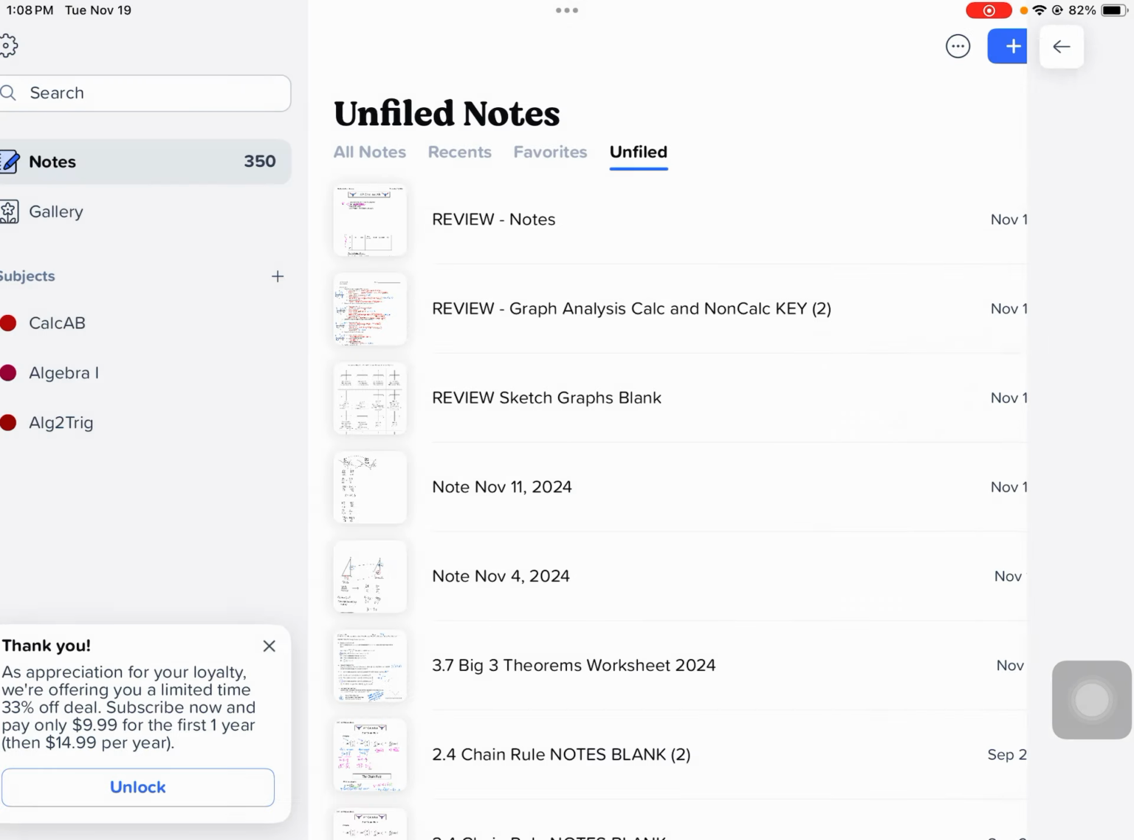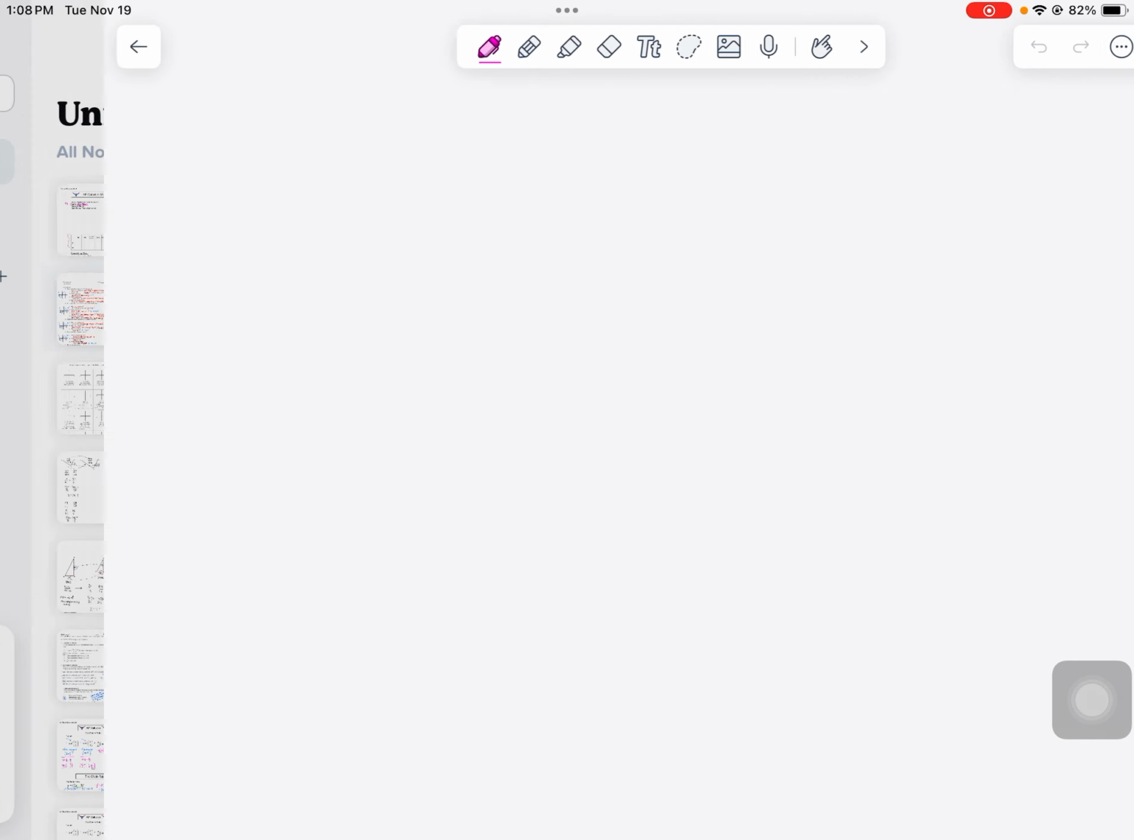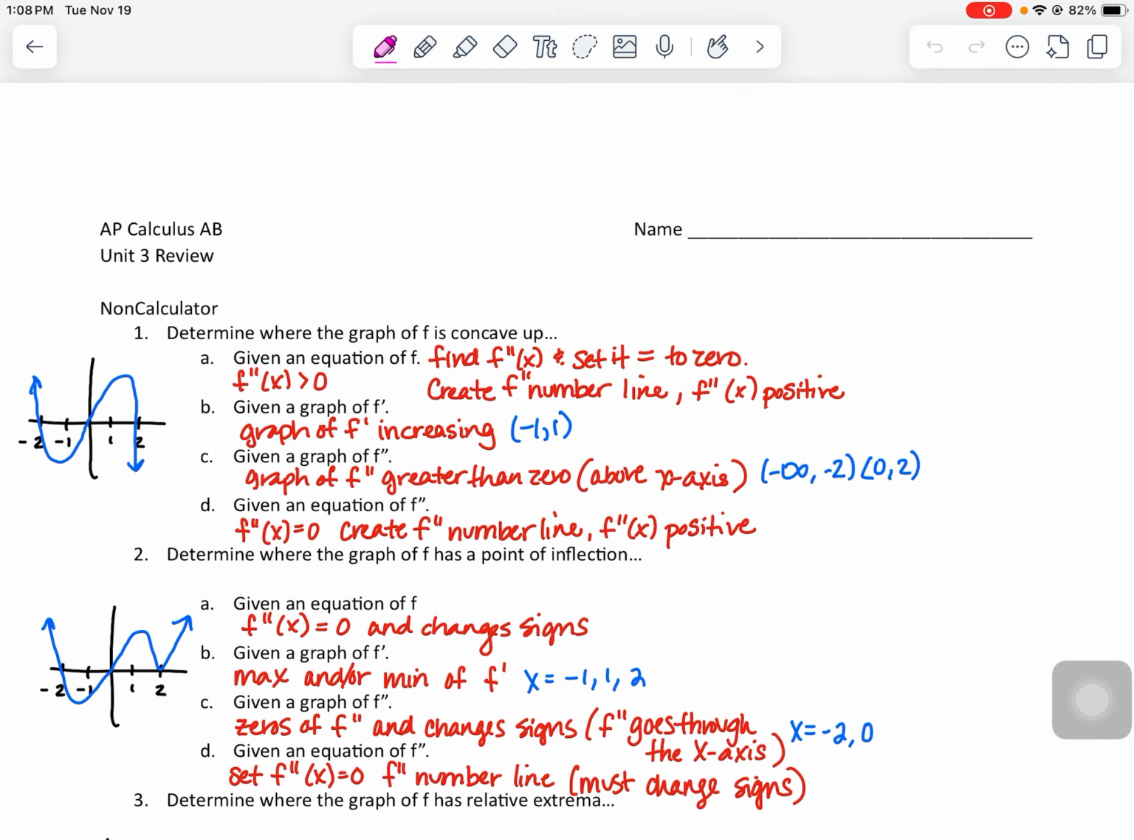Okay. Then I also want you to look at one of the worksheets you should get. It looks like this, and it's something I typed up just to get your brain thinking, but I don't think the directions are very clear. So what this says is to get you to think before you do a problem, such as determine where the graph of f is concave up. So if that's the question, you need to look at what you're given to decide what you're gonna do.